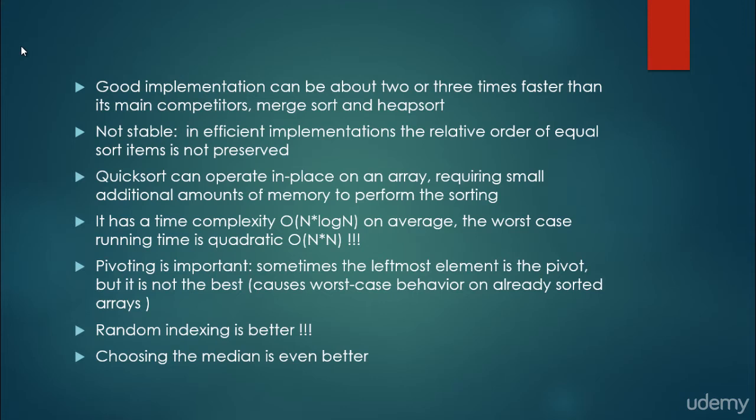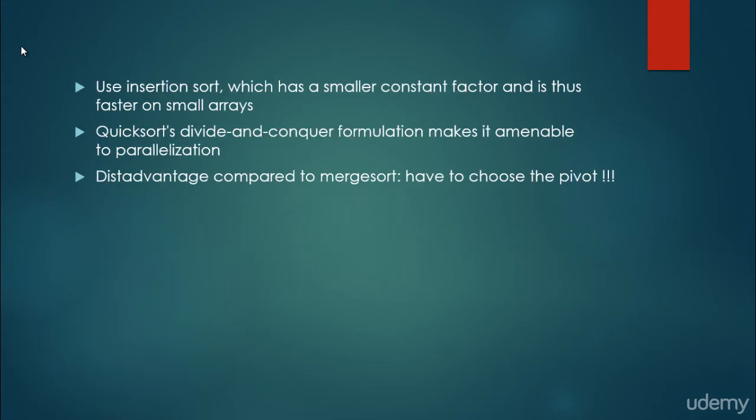It was invented by Professor Sedgewick from Princeton University, and he came to the conclusion that pivoting is very important, and asked what the best pivoting strategy is. He concluded that choosing the median is the best solution in these situations. Use insertion sort, which has a smaller constant factor and is thus faster on small arrays, and that's why, as I said earlier, merge sort and quicksort have insertion sort as a sub-algorithm. Quicksort's divide and conquer formulation also makes it amenable to parallelization.